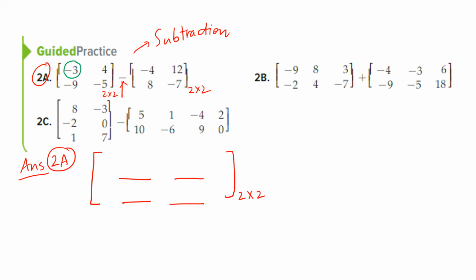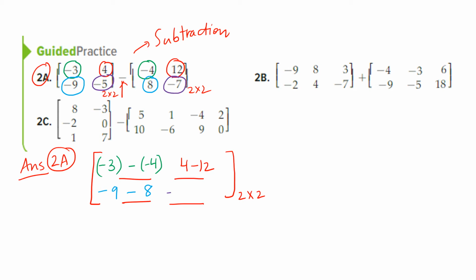So the first element here and the first element here will be subtracted. So -3 and -4, and in between there is a subtraction. That's the first element. Next, 4 with 12, there's a subtraction. So 4 minus 12. Next, minus 9 with 8, and there is subtraction. So don't make sign mistakes. That's the only thing you need to be careful of. -5 and -7, and there is a negative sign in between. So this is how you get it.